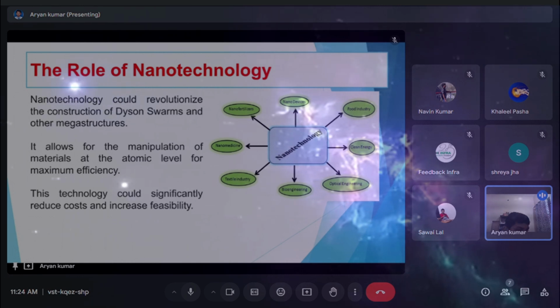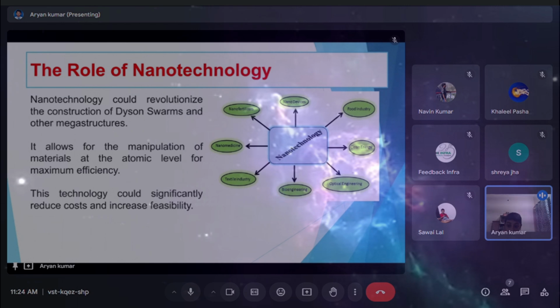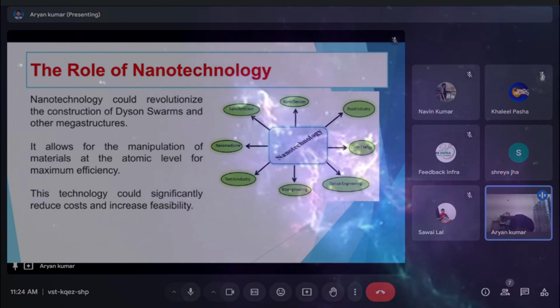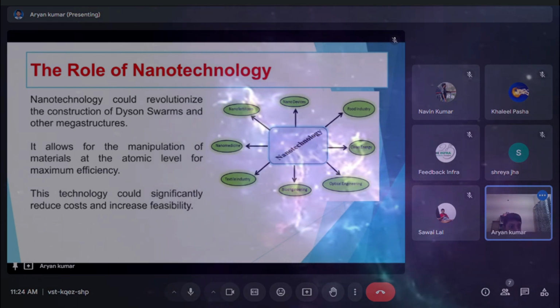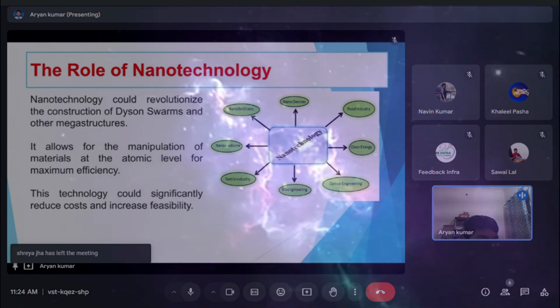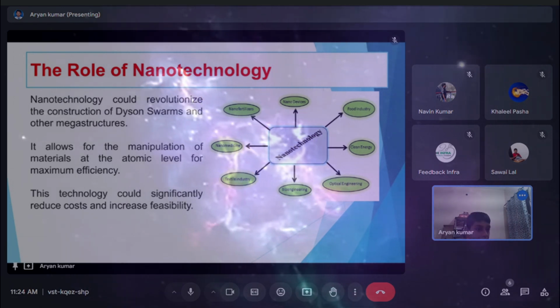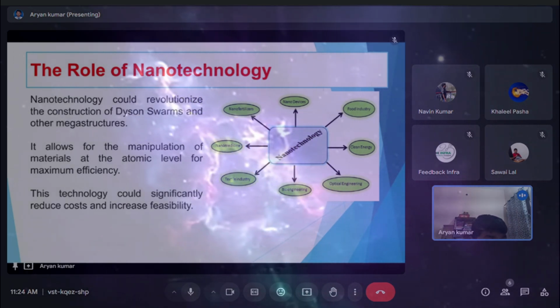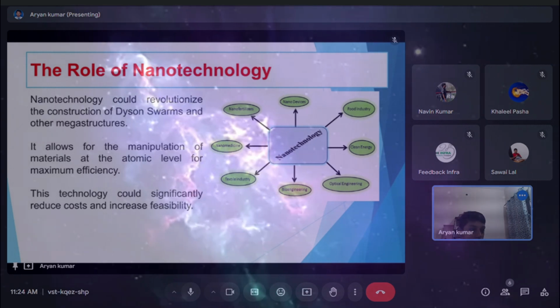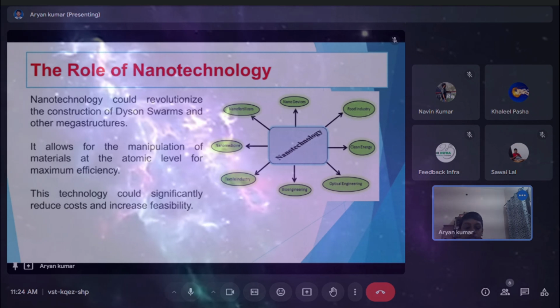I have some questions for Khalil and Shreya. So, can you explain to me what is a Dyson sphere? Shreya? She left. So, Khalil, can you explain to me what is a Dyson sphere? Khalil, are you here? Yes. Can you explain to me what is a Dyson sphere?